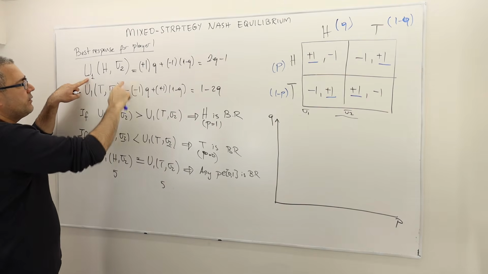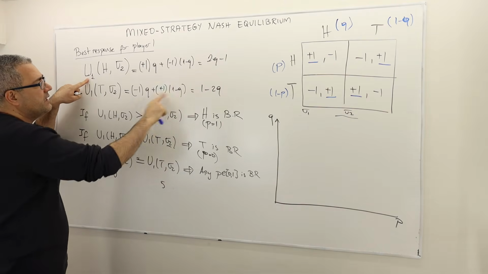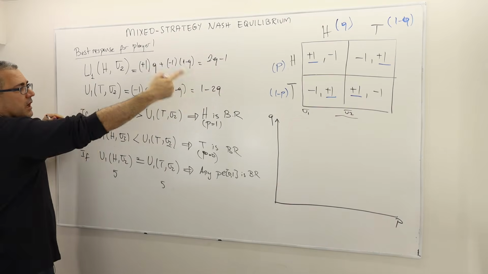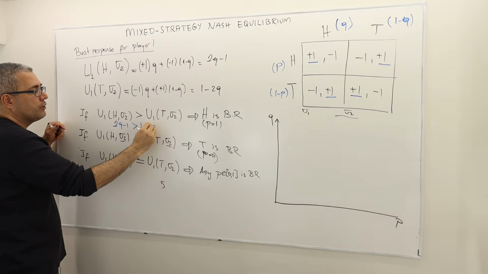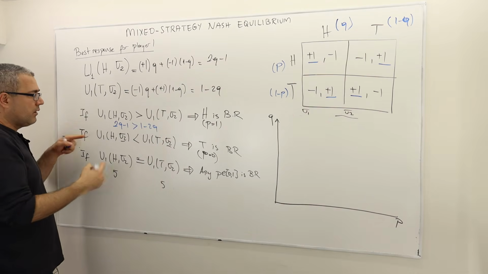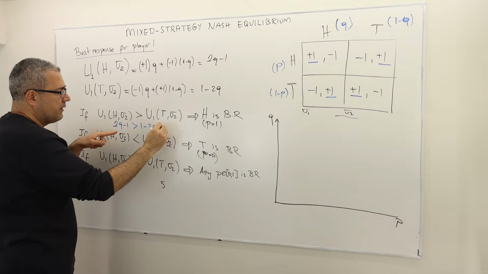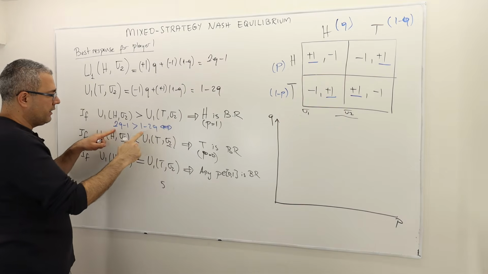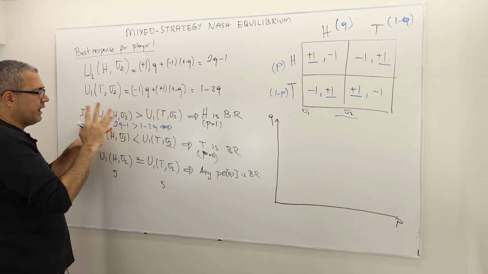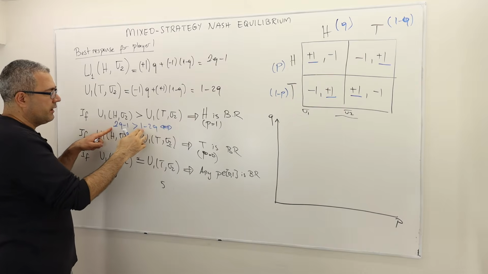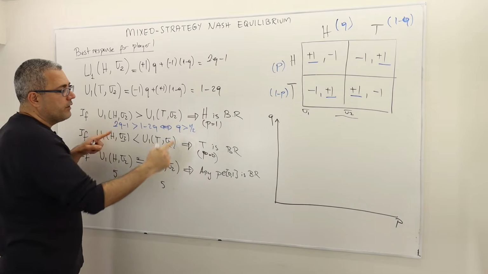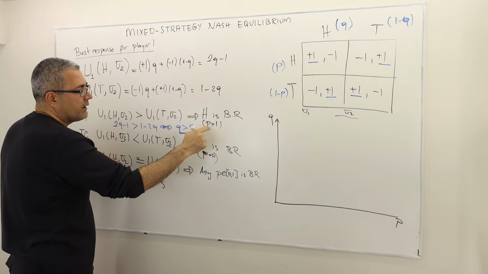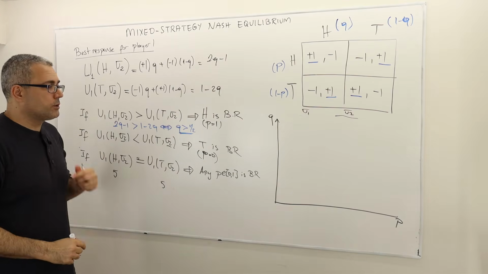Okay, so here, what does this inequality mean? U1H sigma 2 is greater than U1T sigma 2. It basically means 2Q minus 1 greater than 1 minus 2Q, right? So if you solve this inequality, this is if and only if. So send Q to the other side, I have 4Q, 1 to the other side, 2. So Q greater than 1/2. So if Q is greater than 1/2, well then P equals 1 is the best response.